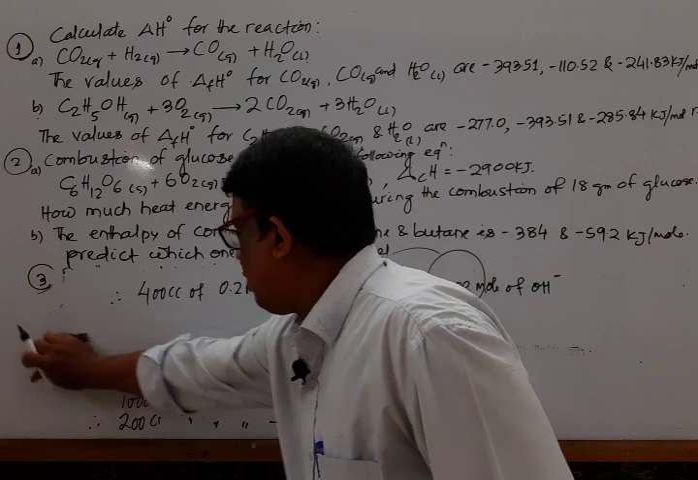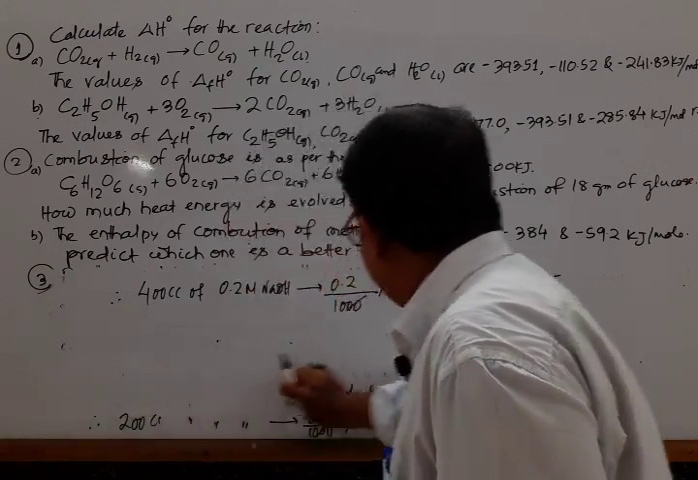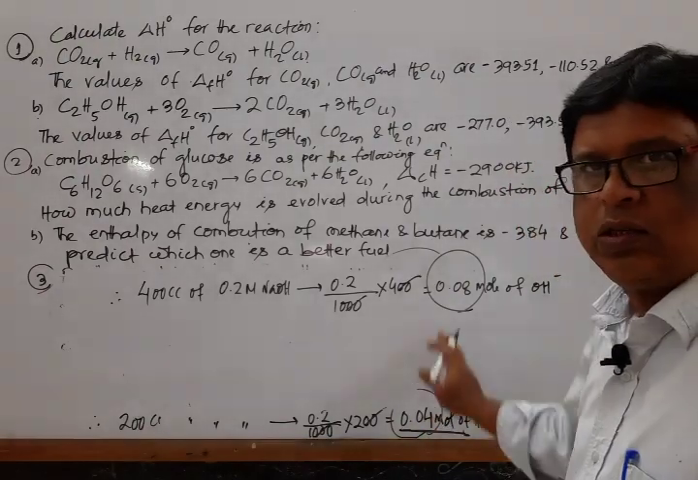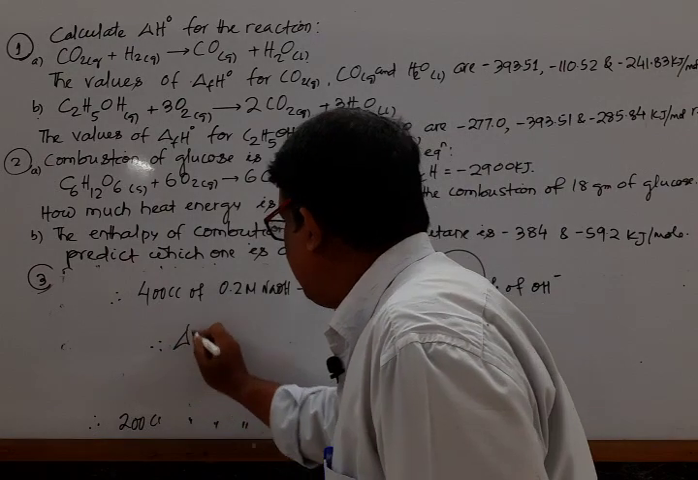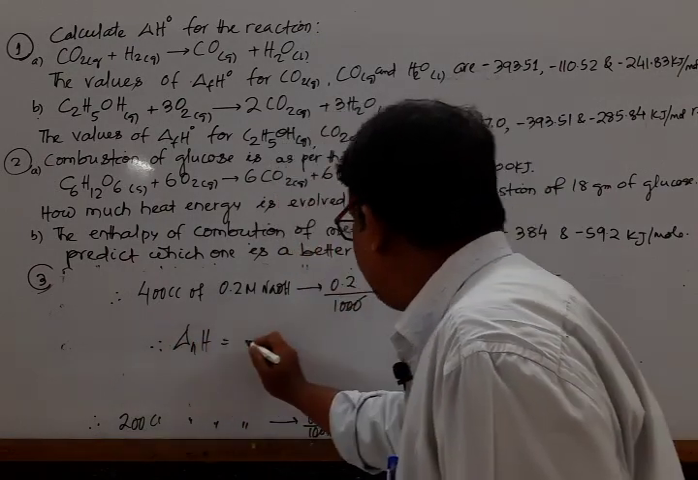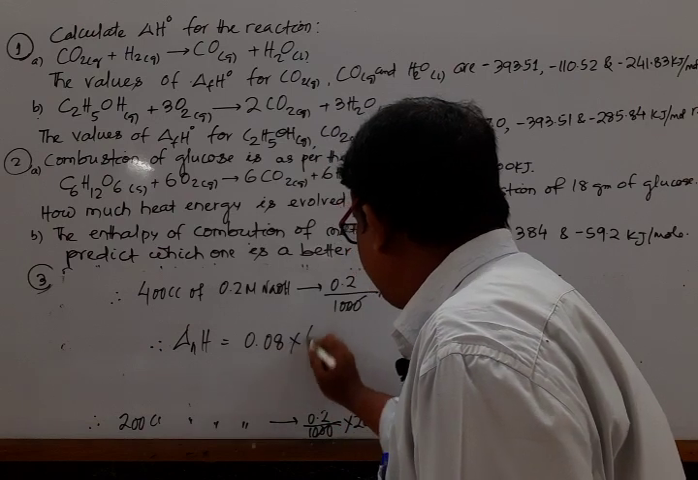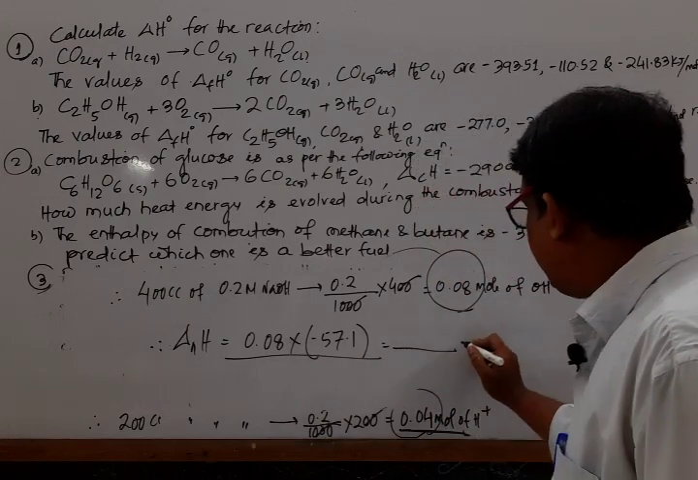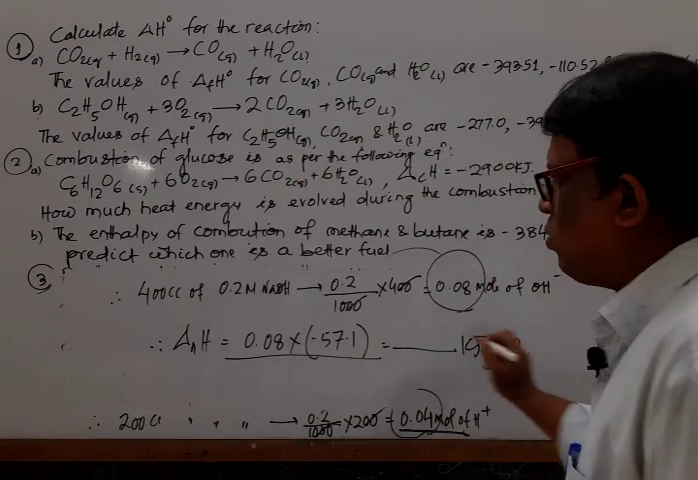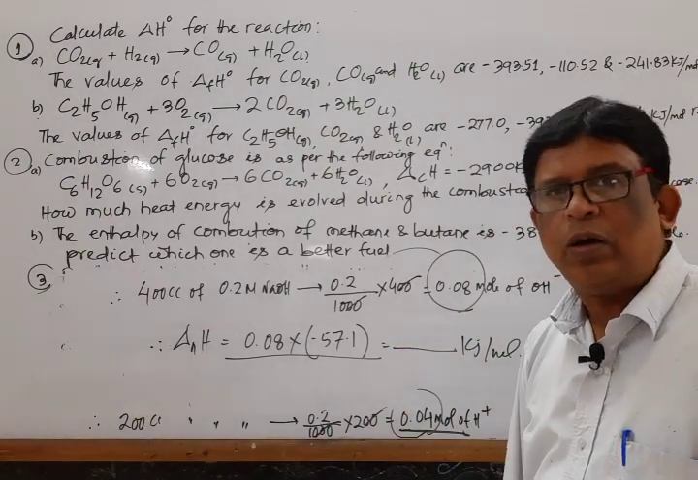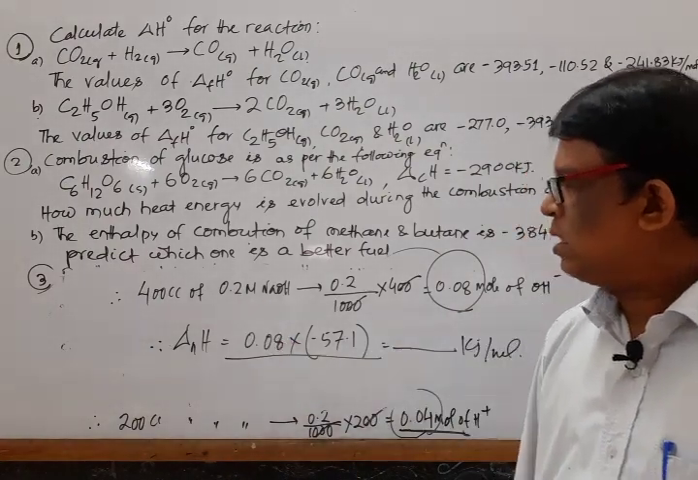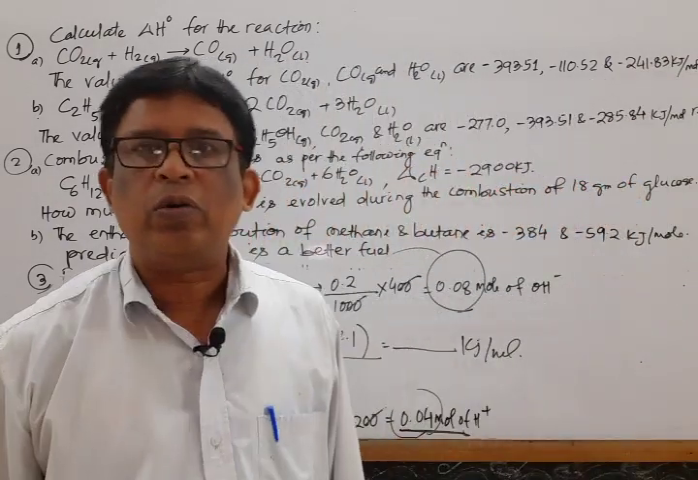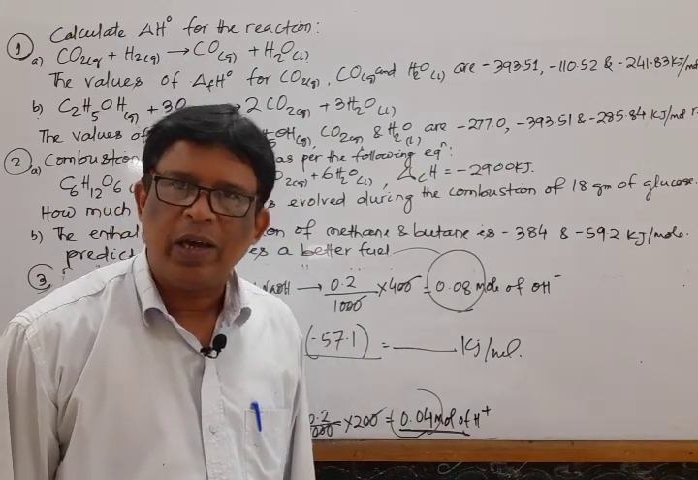So we have to predict now which one is the lower one. Mark that: 0.04, 0.08. This one is the lower one. Therefore, the amount of heat evolved is equal to 0.08 into minus 57.1. Multiply this one. This is the value, in kilojoule per mole. This is the amount of heat evolved when 200 cc of 0.2 M HCl combines with 400 cc of 0.2 M NaOH solution. Okay, move to the next one.